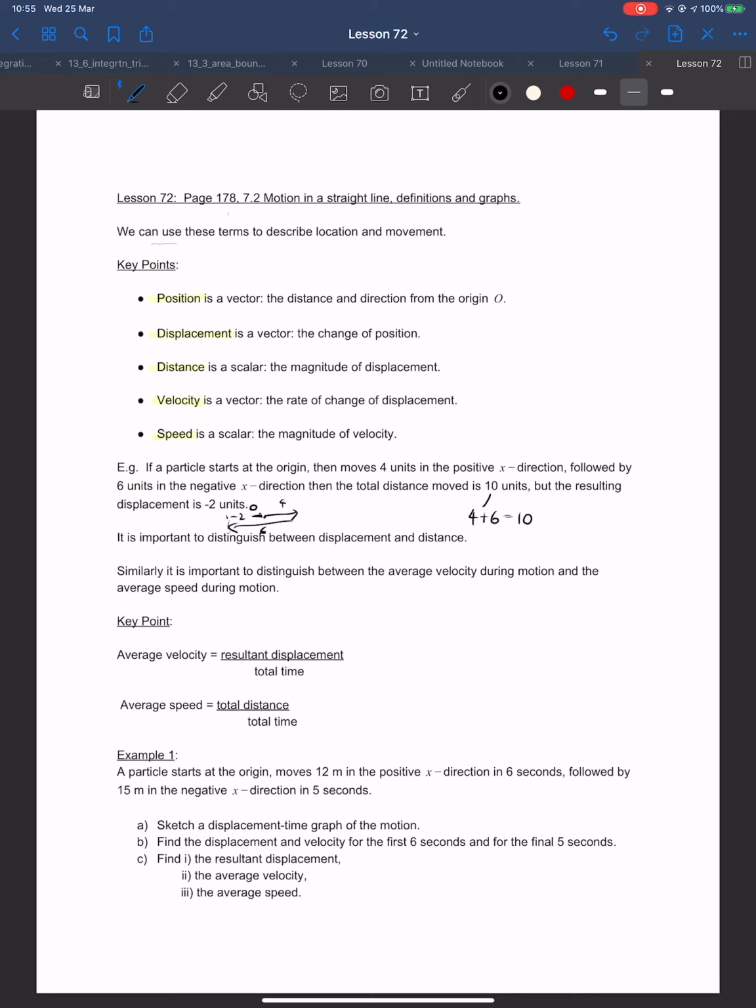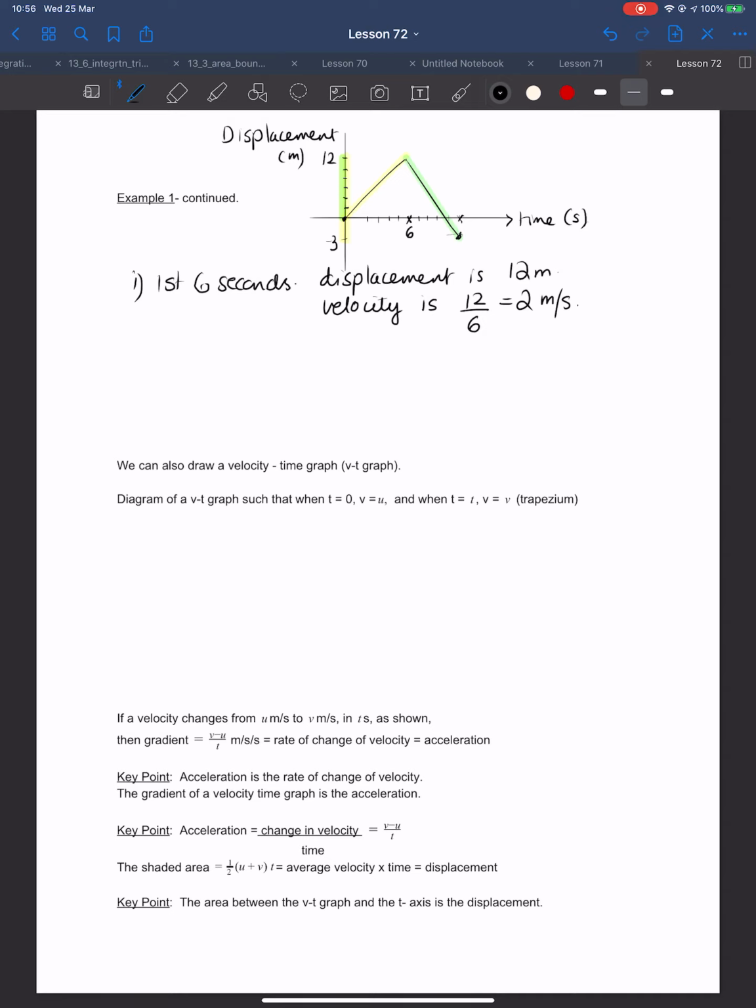And for the final 5 seconds, so when we talk about just the final 5 seconds, we've got to say in that particular time span, displacement is -15 metres. So the velocity is -15 divided by 5, which is -3 metres per second.